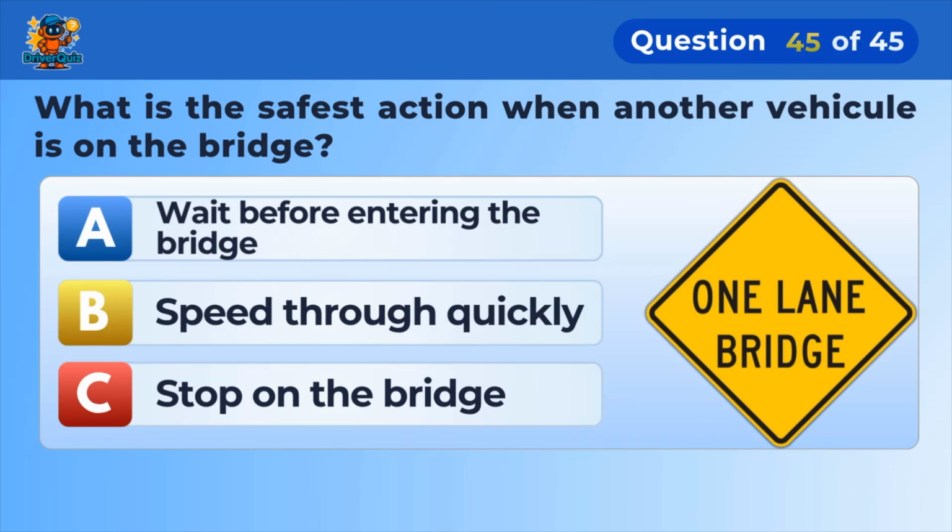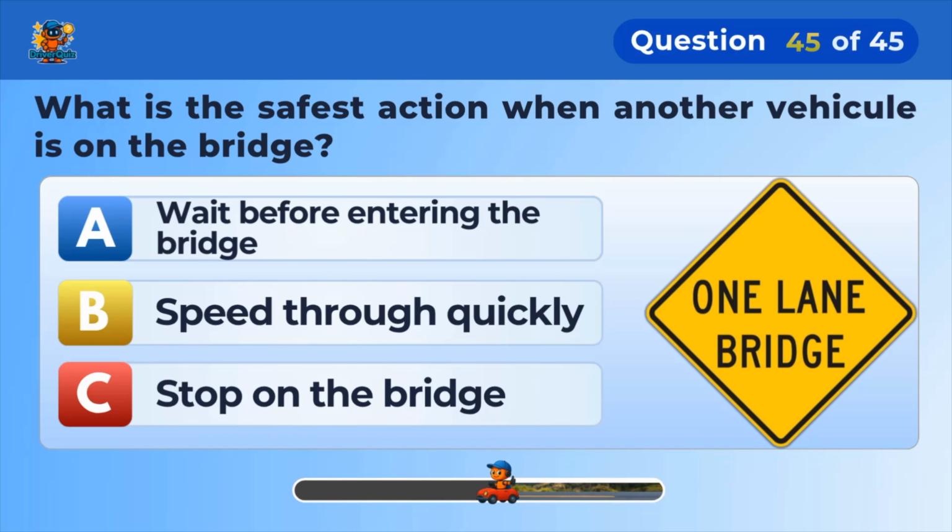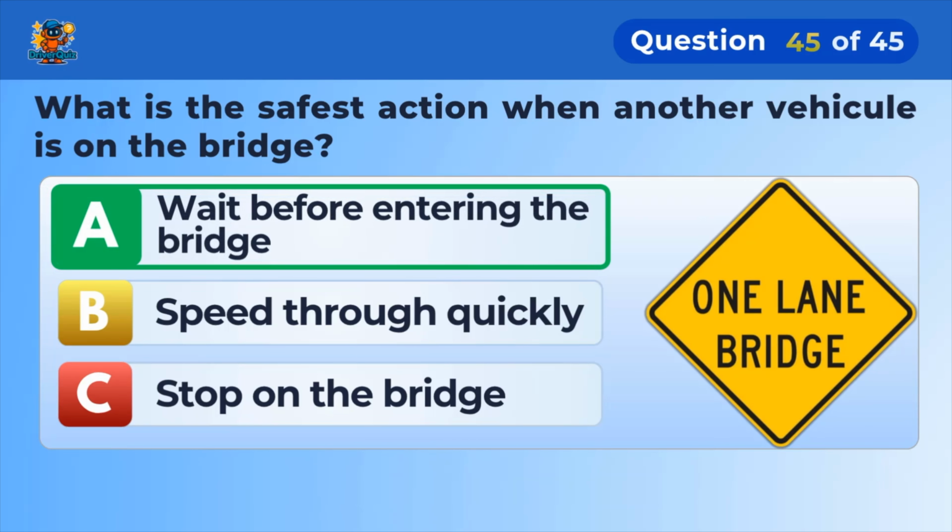Question 45. What is the safest action when another vehicle is on the bridge? The correct answer is wait before entering the bridge.